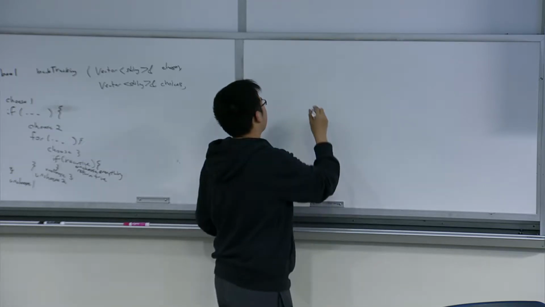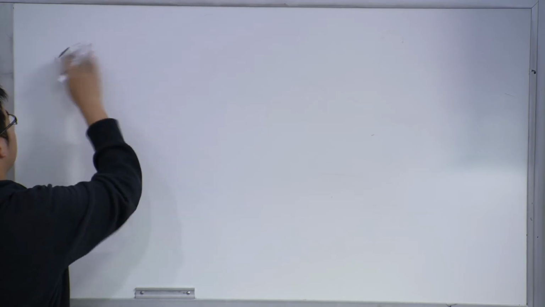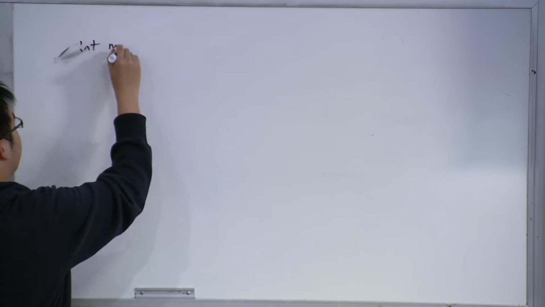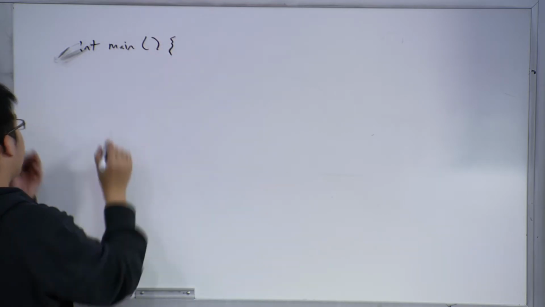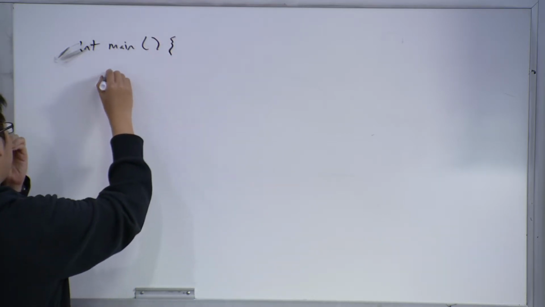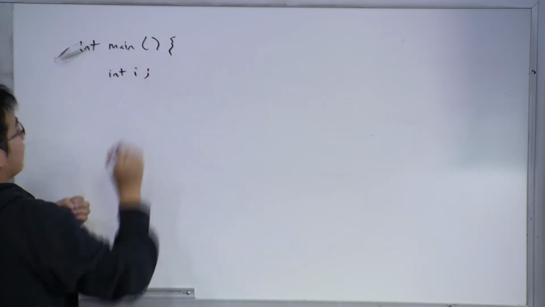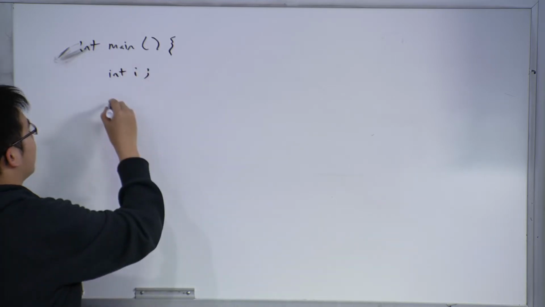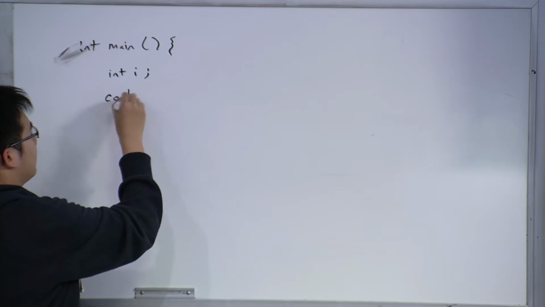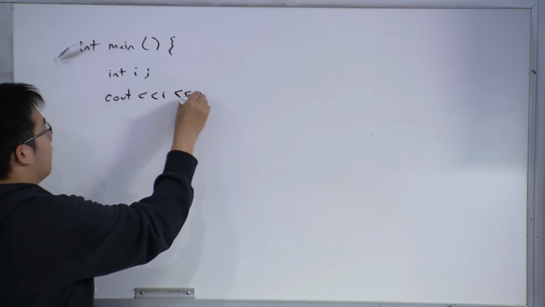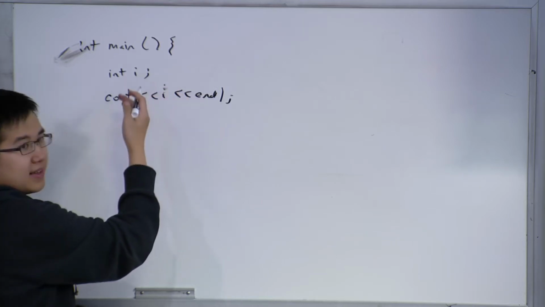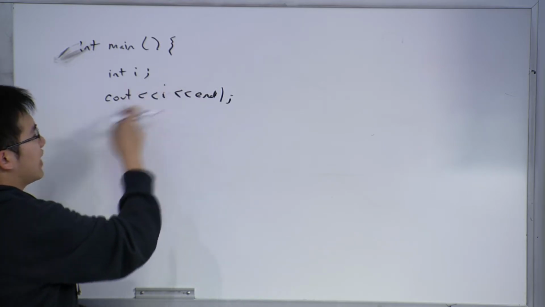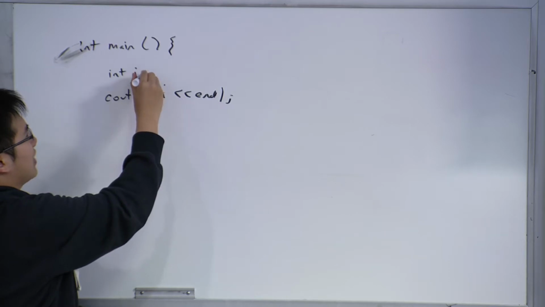If you have an int main, you can always say int i. But then you shouldn't try to do something like cout i, because i could be anything. As a good habit, you should always initialize to 0 or something.